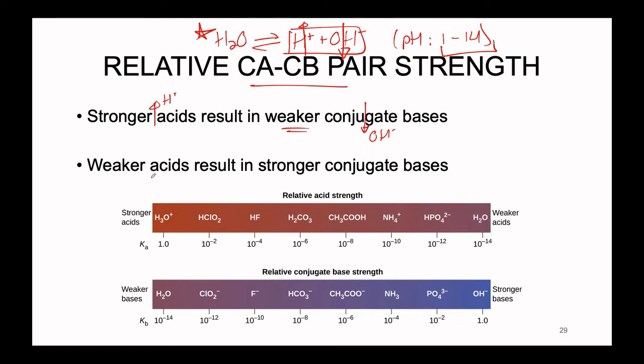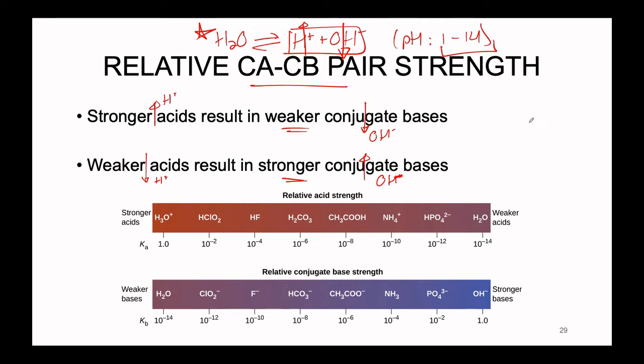Similarly, if we have a weaker acid, so we don't actually get a lot of H+ generating in solution, because we don't have as much H+, that is the result of a stronger conjugate base where we're actually getting a lot of OH- present in solution.